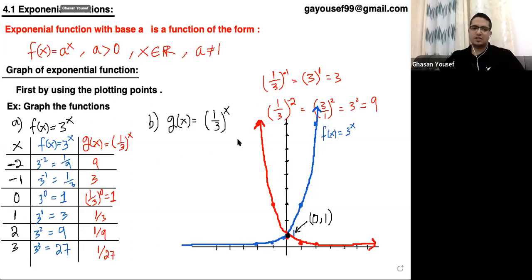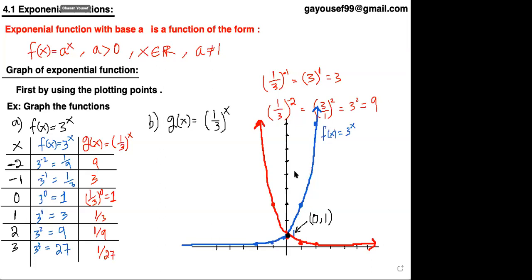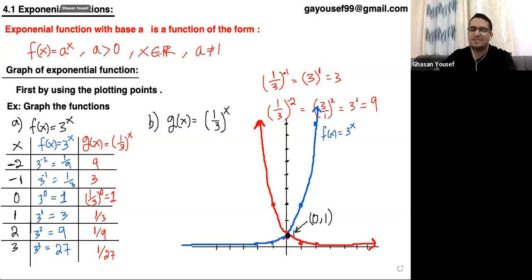So what you see here, what's the relationship between the blue curve and the red curve? Inverse or reflect? I'll say reflect. Reflect around which axis? The y-axis. So the y-axis is my mirror. If I reflect the blue curve, it will be the red curve. If I reflect the red curve, it's going to be the blue curve. Both of them reflect each other around the y-axis.